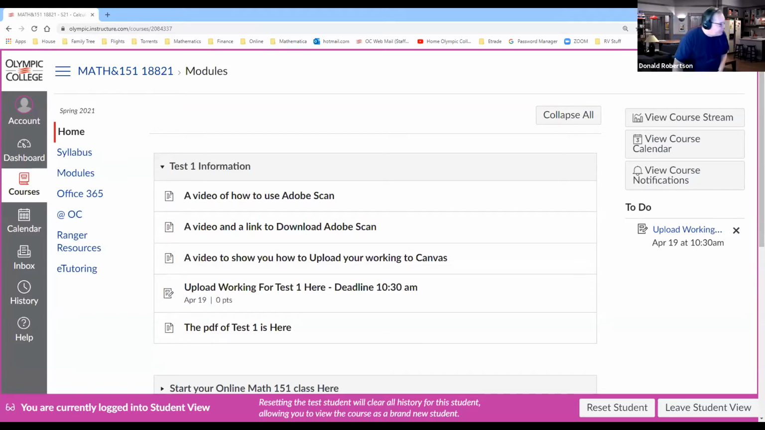Right, so this is what your Canvas page looks like. Do you notice that there's a new module right at the top called Test 1 Information? On the day of the test, on Monday, you're going to go here into Canvas because this is where your test is going to be living. And this is where you're going to do a whole load of other things as well.